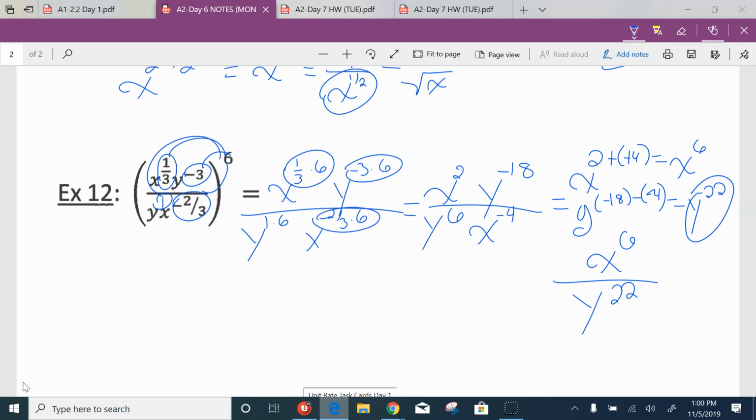I feel like I did something wrong there. Let's see, no, that's right. Negative 18 minus negative 4. Actually, it should be like that. Should be, I think, positive 14. There we go. Either way, you get your x stuff on top, y on the bottom.